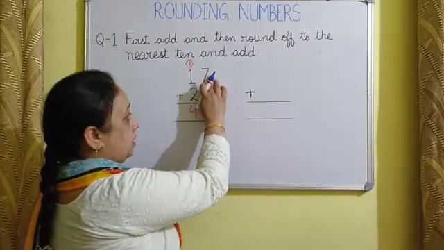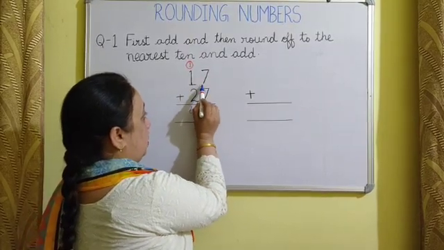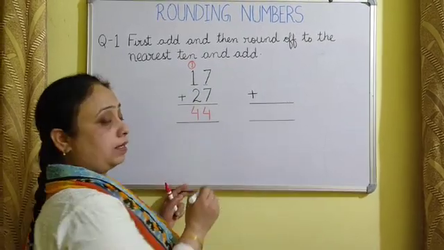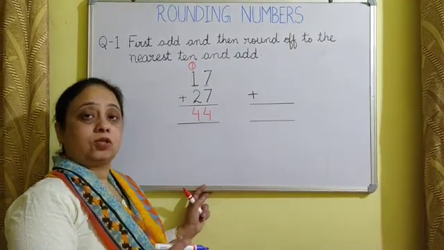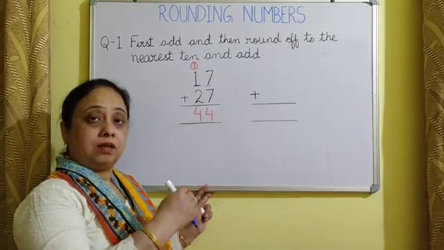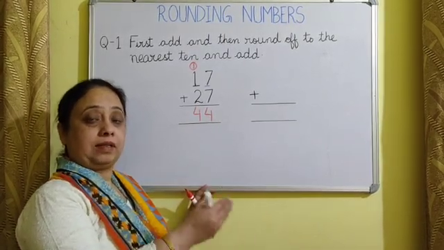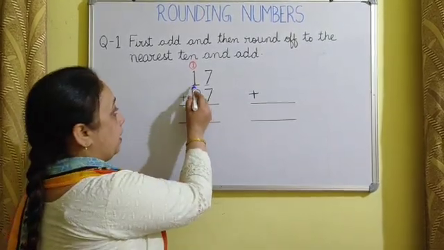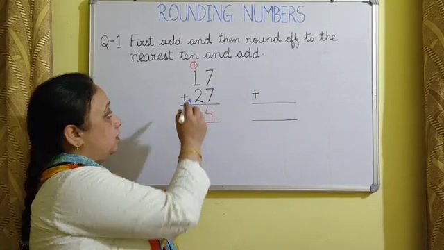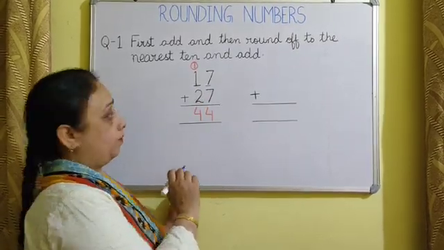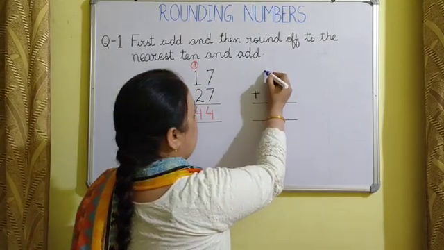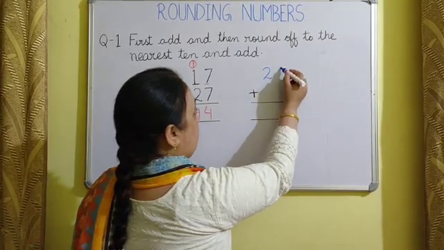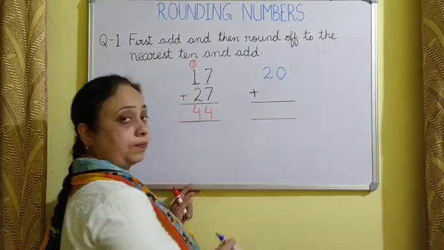When we round off 17, we have to look to the right of the tens place, that is the ones place. The digit is 7 here. So what do we do? 7 is more than 4. And when the digit to the right is more than 4, we add 1 to the number which we have to round off. So 1 plus 1 will be 2 here. And in place of 7, we are going to write 0.